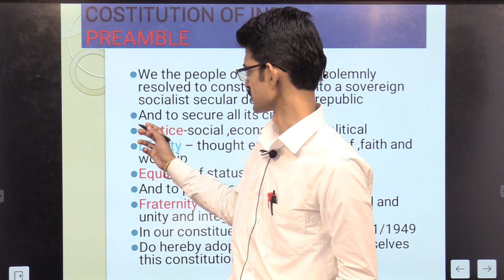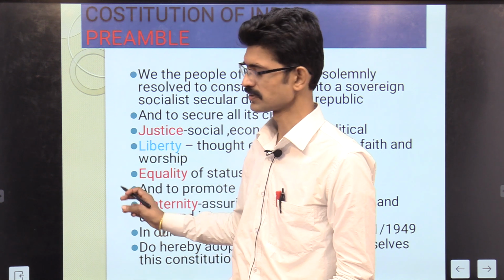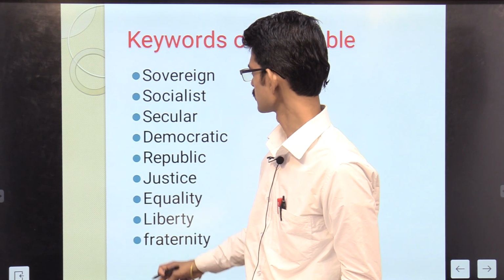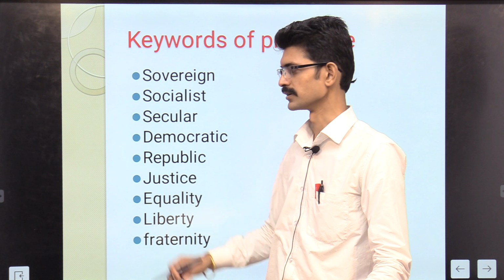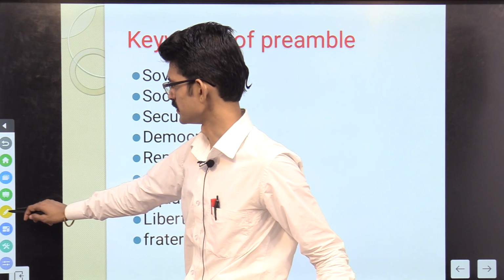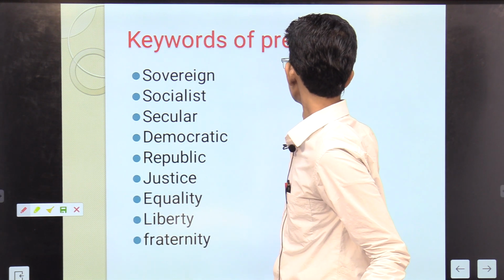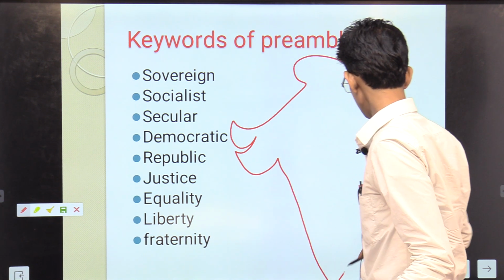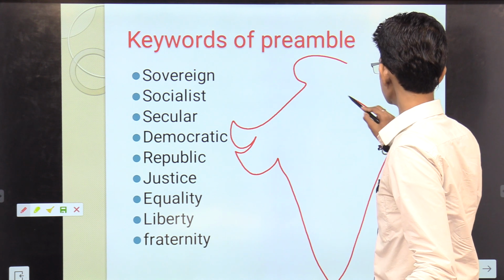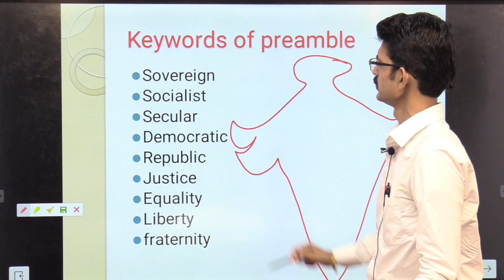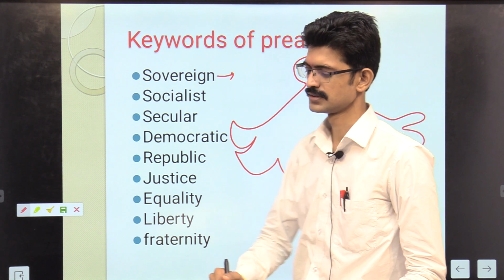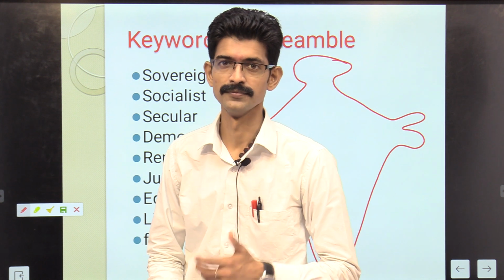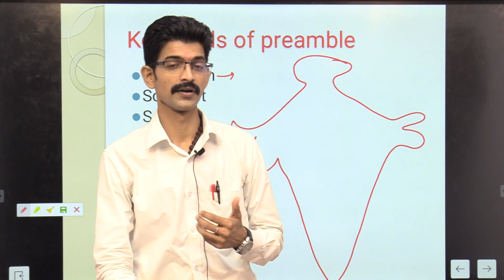So we were discussing various parts of the preamble which provide the basic structure of the Indian Constitution. These are the key words in the Indian Constitution, and we see that India is guided by the basic principle of federalism, and how the basic structure works accordingly. So sovereign, what does the word sovereign mean? We will look into the exact meaning and let us find out.